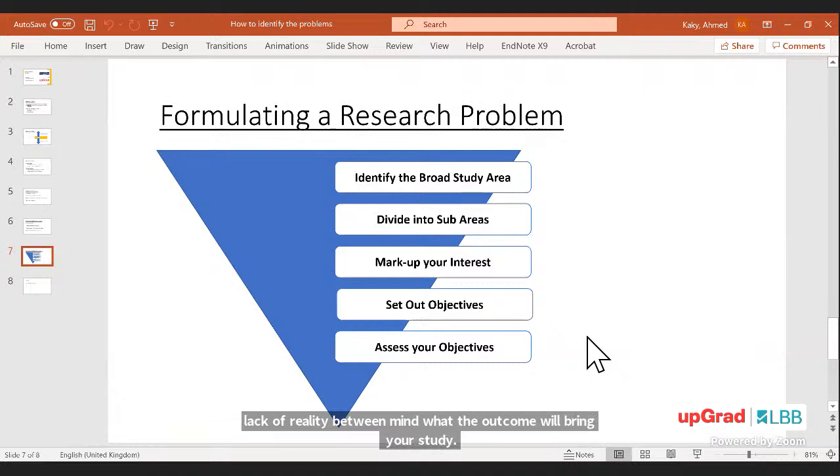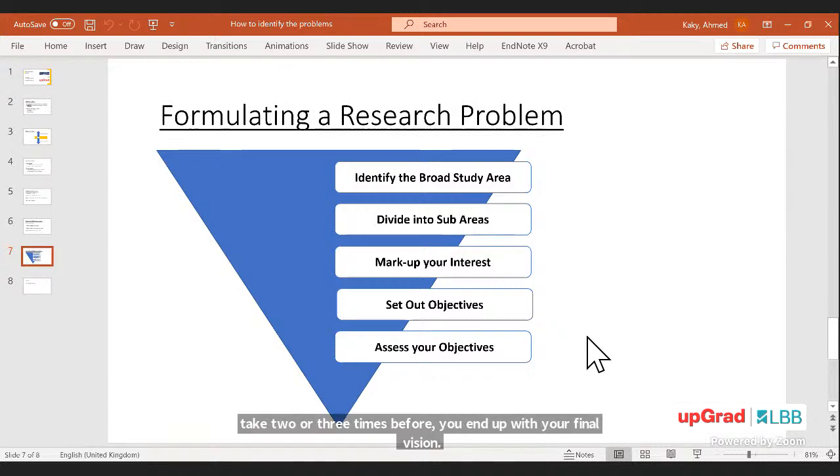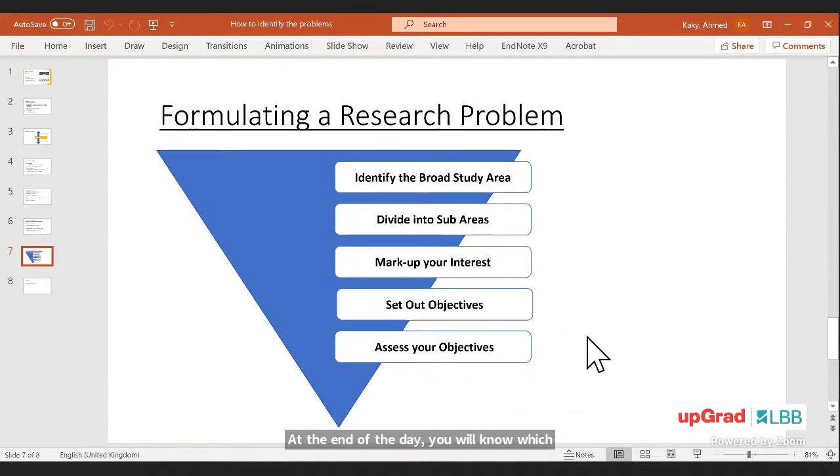So now you need to review all these steps, let's say two or three times, before you end up with your final vision. At the end of the day, you will know which direction you will go because you have started from the very top, the wide area. You narrow it down to the very bottom, which is the specific area of research that you will pick and work on.